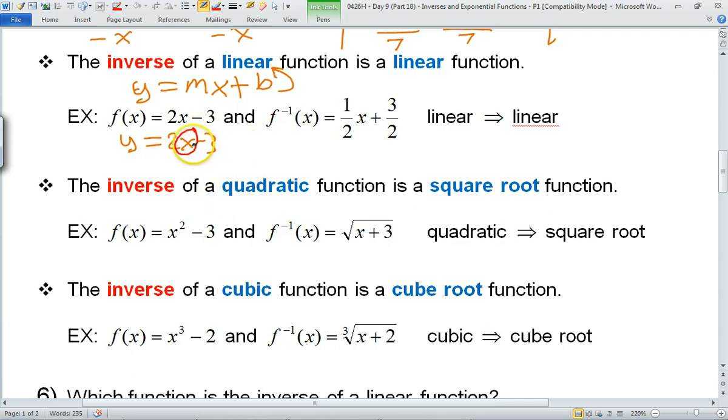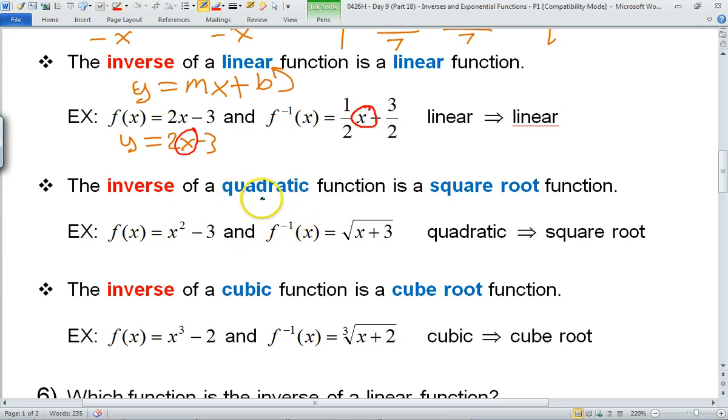So anyway, if I did the inverse, switching the x and y, solving for y, I would get this function over here. This function is still linear. It's still y equals mx plus b. It's still plain x. So, a linear function stays linear when you take the inverse of it. Now, that's not true for some other types of functions.